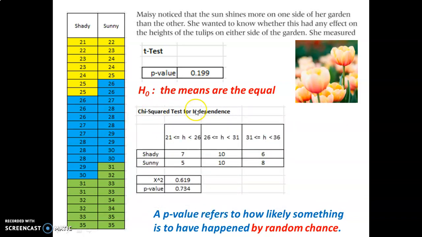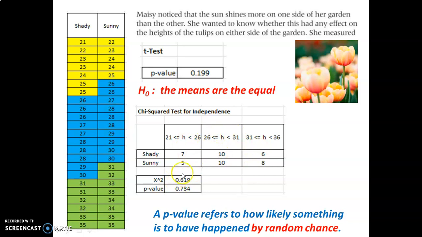Okay, let's take a look at this one now from the perspective of a chi-squared test. So now I took this raw data and I categorized it, because remember with chi-squared we need categories. We already had the shady and sunny categories here, but the height was just height data. So I took the height data and grouped it, and that matches the colors I have here. So I have 7 short plants in the shady one, but only 5 short ones here, and so on. And then the blue ones are here, 10, 10, and then the tall plants are here. So the sunny side has 8 tall ones here. So I categorized both axes, and now I can run a chi-squared.